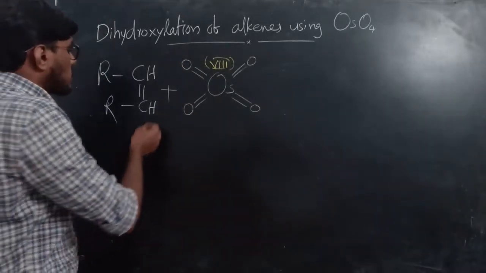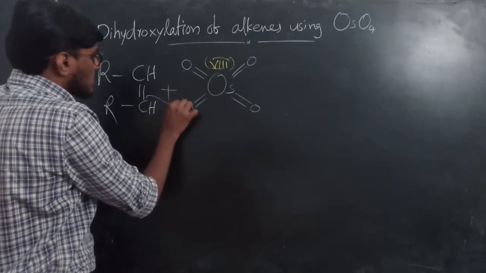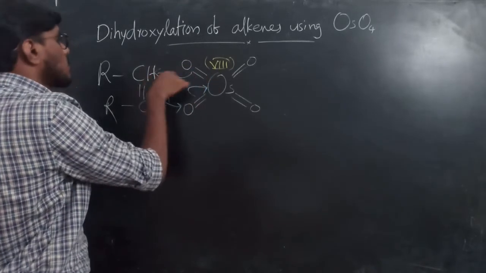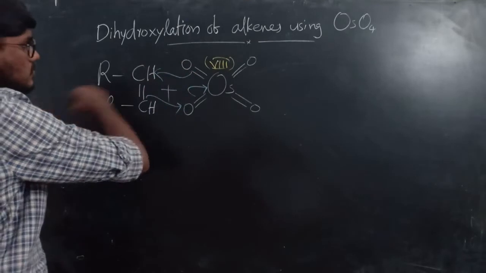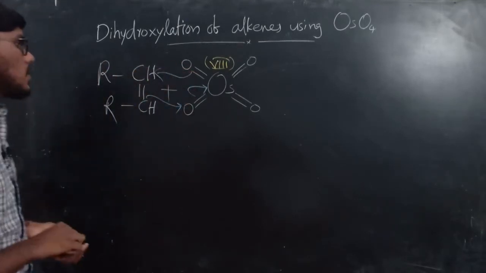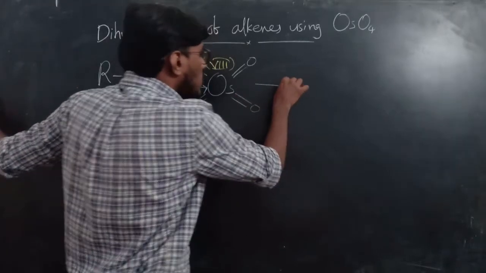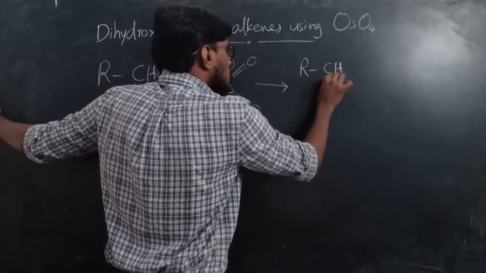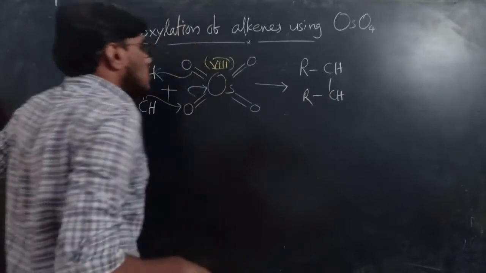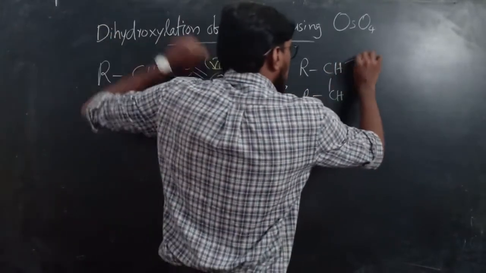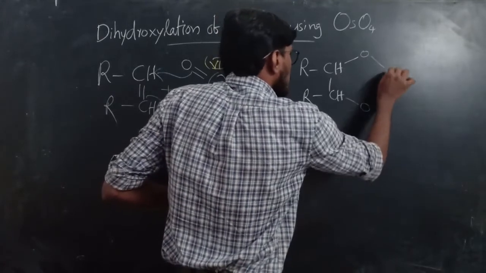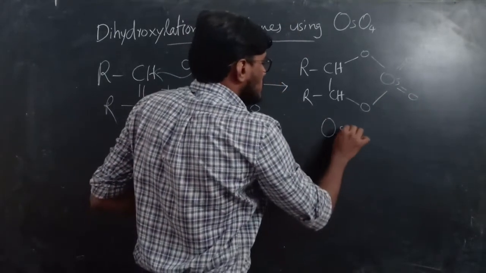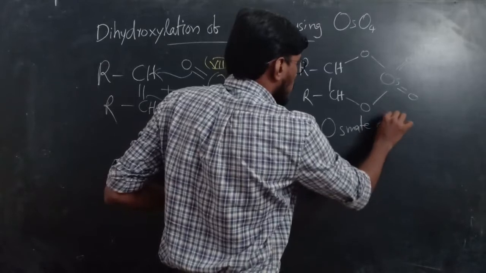Here the mechanism will be like this. Using this pi electron, the attack on this oxygen occurs, the bond shifts like this, and this bond attacks this carbon and forms a 5-membered osmate ring, RCH, with bonds between carbon and oxygen, and osmium with double-bonded oxygen. This is a 5-membered osmate ester. This is the osmate ester formed.